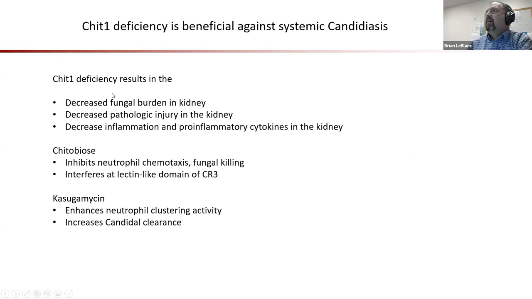So in summary, chitotriosidase deficiency, surprisingly, resulted in decreased fungal burden, decreased pathology scores, decreased inflammation overall, and the effect seems to be the creation of this chitobiose that inhibits neutrophil activity, the chemotaxis, the fungal killing, and it seems to work through the lectin-like domain. However, I'm doing experiments now to address that. And then our friend kasugamycin also seems to work really well. It enhances clustering activity and increases candidal clearance.